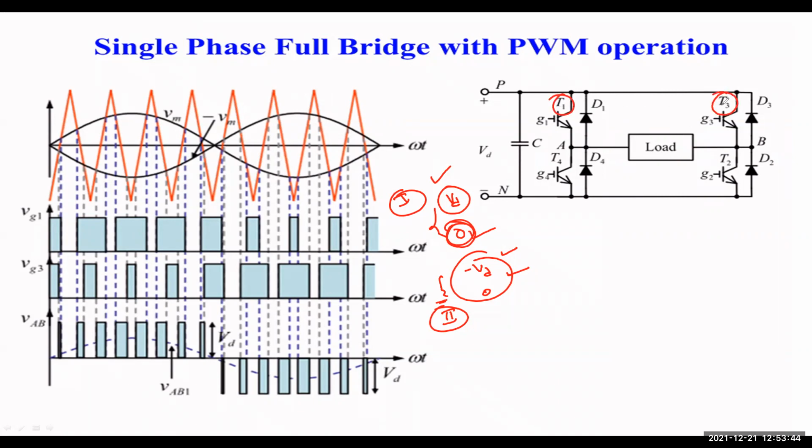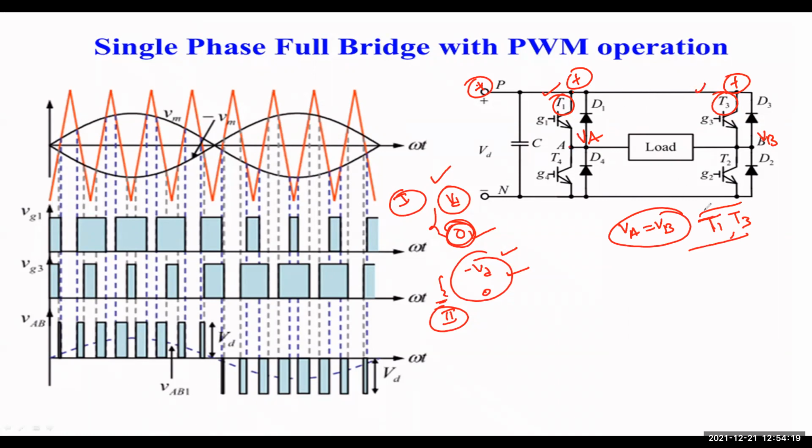This T1 and T3 both are operating, which means a positive voltage is applied here, and in the same way a positive voltage is applied here. So for this, the voltage here is called VA, and the voltage here is called VB. VA is equal to VB if two devices, T1 and T3, are turned on. Two thyristors are turned on, or two devices, IGBT or MOSFET, whatever it may be.